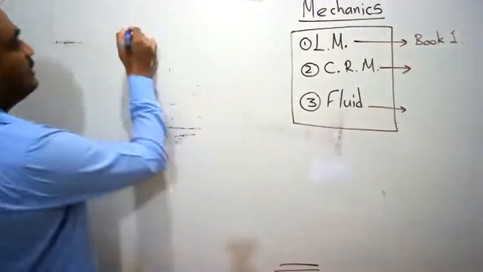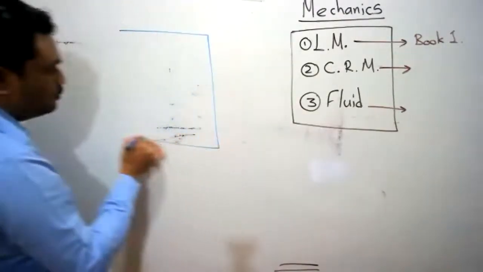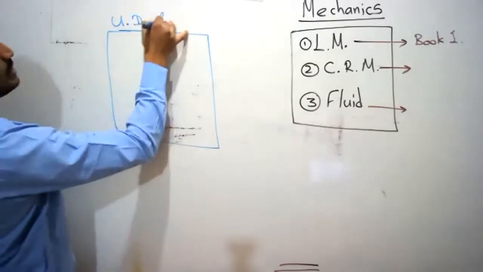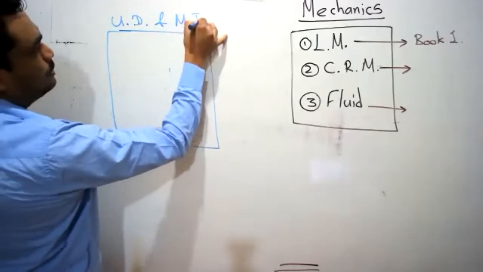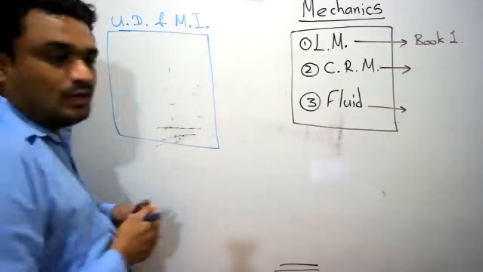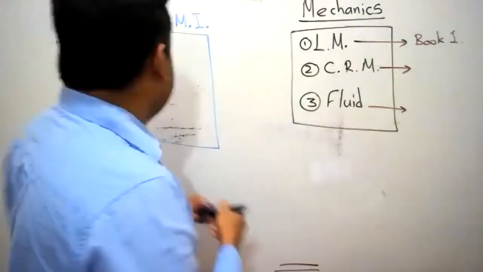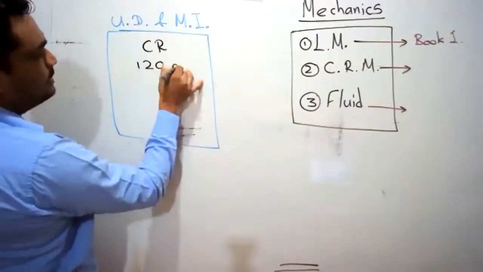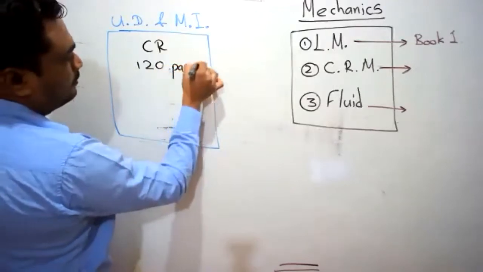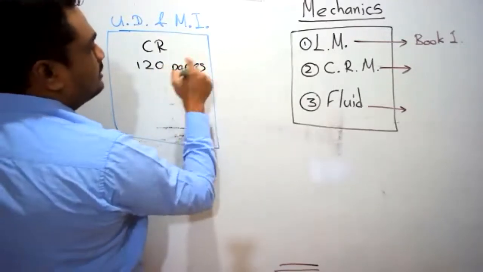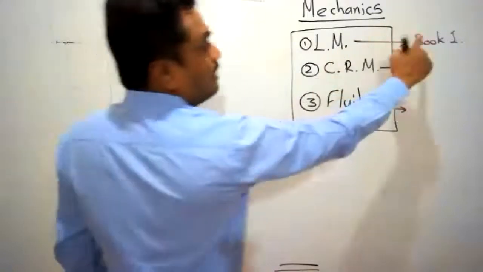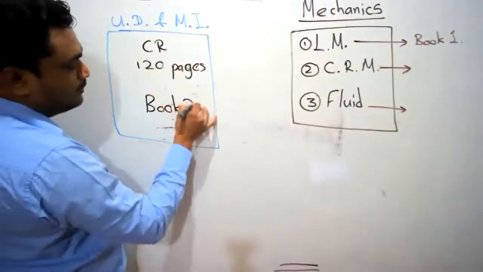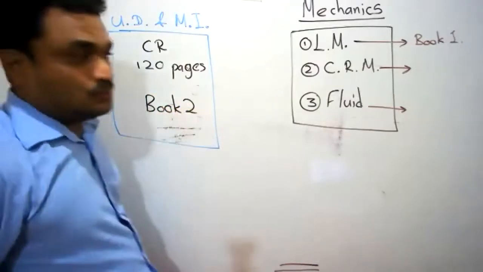And you need another book for units, dimensions, and measuring instruments. For this, you need a single rule CR book with 120 pages. Right? So this is book number 2. Book number 1, you have to remember these things because I will not explain these things again. This is book number 2.